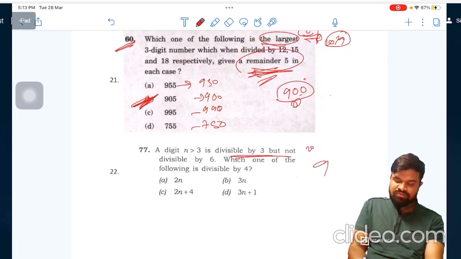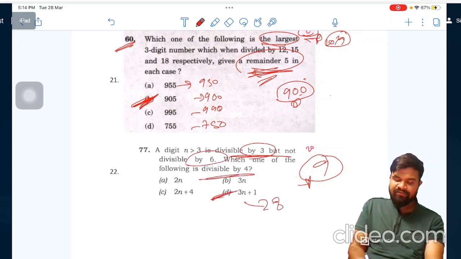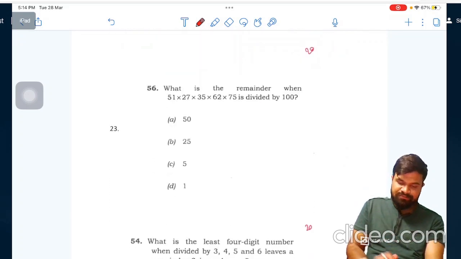In this case, we'll assume 9 as a number which is divisible by 3 but not divisible by 6. And then you can check that 28 is divisible by 4 and the others are not divisible by 4. So this was an easy question.